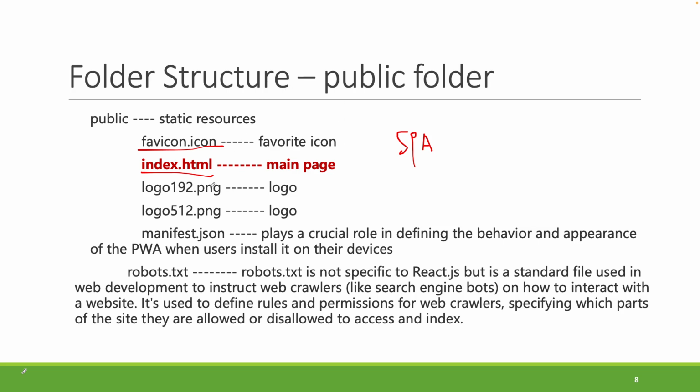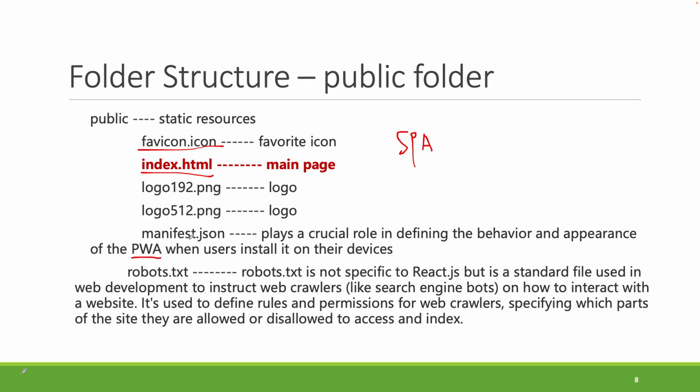And we will have two logos. These two logos are used when you open the app on mobile and create an icon in the mobile application, if I remember correctly. But we don't use it, and they are being used in index.html. You can clear them. And the manifest.json plays a crucial role in defining the behavior and appearance of the PWA when users install it on their devices. You can search by yourself. This one I already forgot.